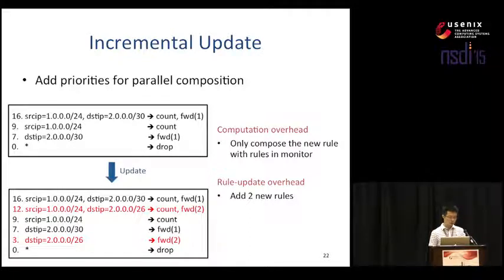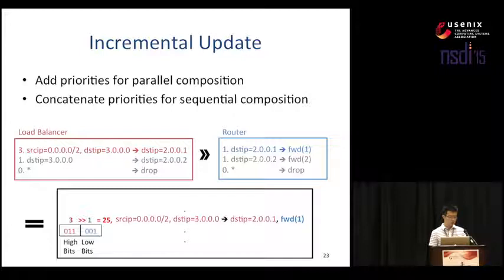For sequential composition, we cannot do addition because the 2 policies connected by the operator are not symmetric. We need to prioritize the first policy. Therefore, we concatenate the 2 priorities to calculate the priority for the composed rule. With the concatenation, the priorities in the composed policy form a lexicographic order. As in the example, we put the priority of the first row in the load balancer policy into the high bits, and the priority of the first row in the router policy into the low bits. And this gives priority 25 to the composed rule. And with concatenation, we can calculate the priorities for all the rows in the composed policy.